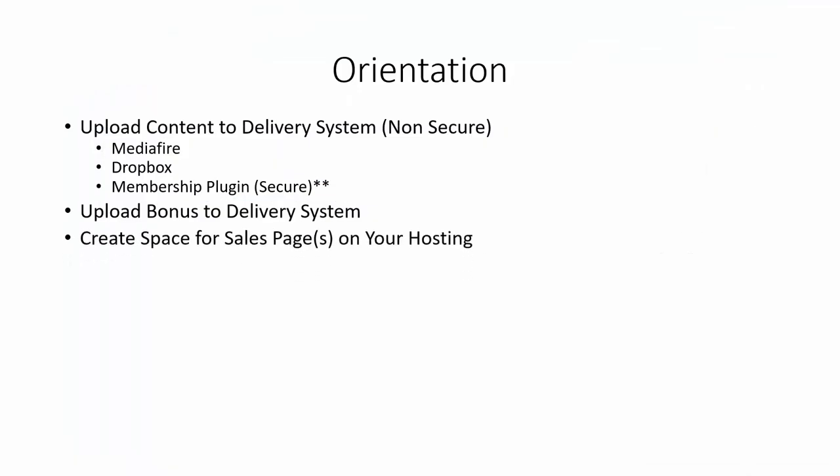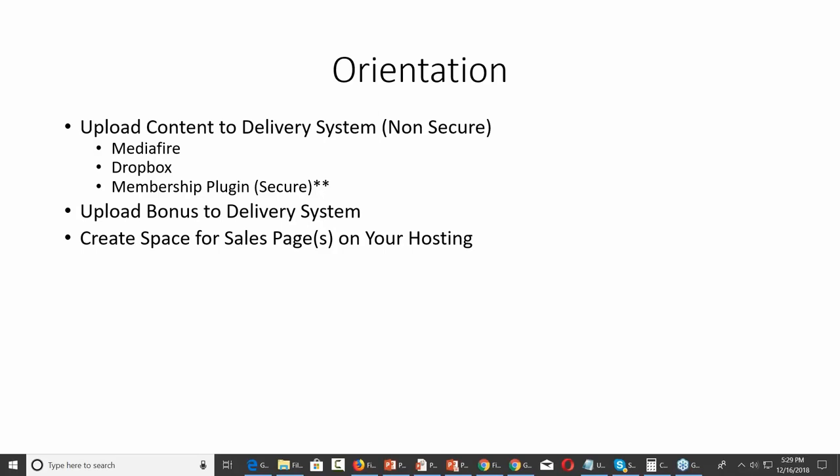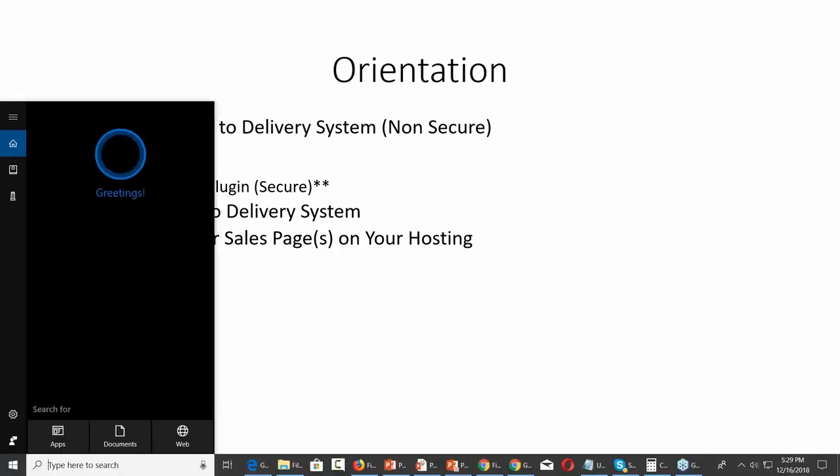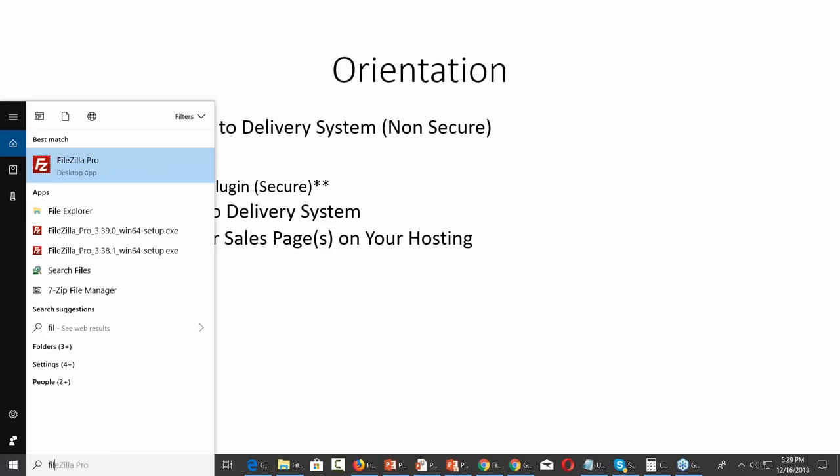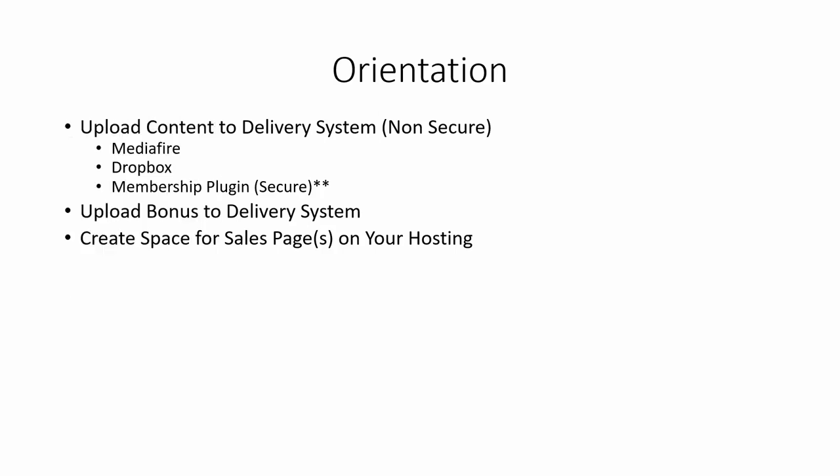Right now, one of the other things you're going to need to do is create space for your sales pages on your hosting. You remember I talked about the fact that we're not going to get a separate domain for each product. If you're going to have multiple products, you'll use one domain name. Again, that might not suit your marketing plan, but in most cases when you're getting started, the easiest way is to use one domain and to use subdirectories. I'm going to show you how to do a subdirectory right now.